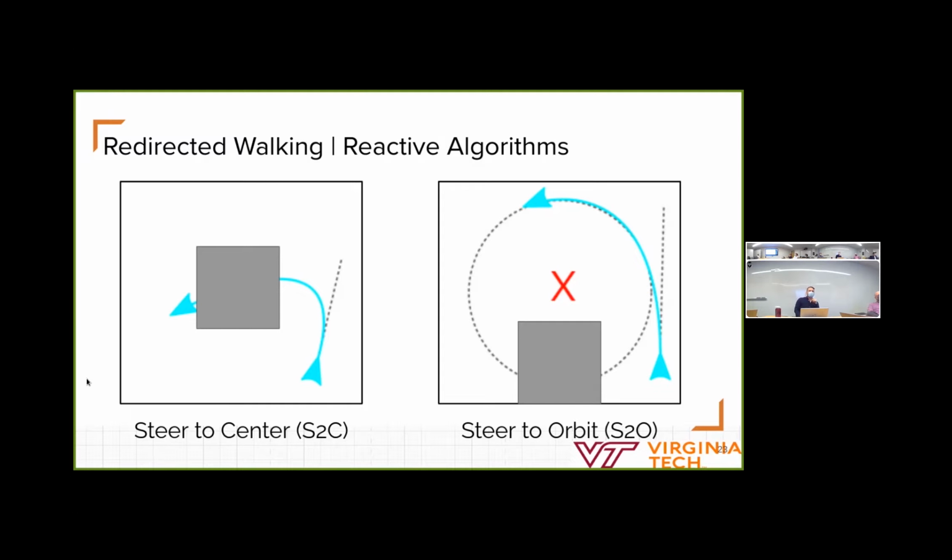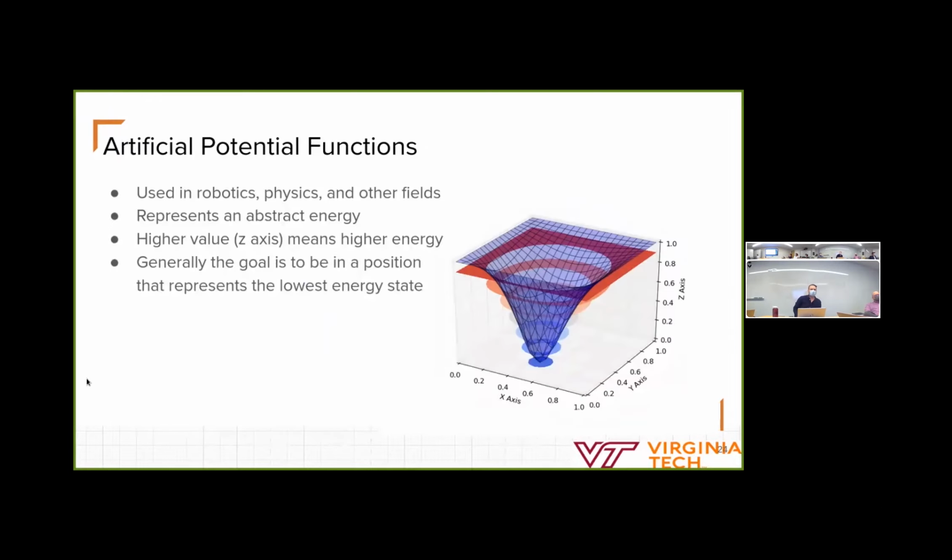So I wanted to see if we could create an algorithm that can generalize to a given environment and pick the best steering location instead of relying on a simple heuristic such as the center of the environment. To do this, I borrowed some techniques from robotics, the main one being artificial potential functions. So, quick primer: artificial potential functions are an abstract mathematical function where you have some sort of domain. In this case, it's going to be the X and Y axes of the physical environment, and then some sort of range. In this image, that is the Z axis.